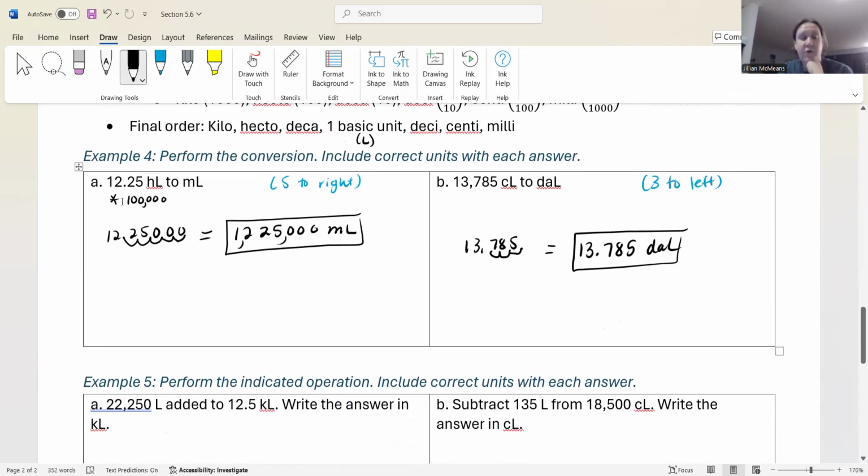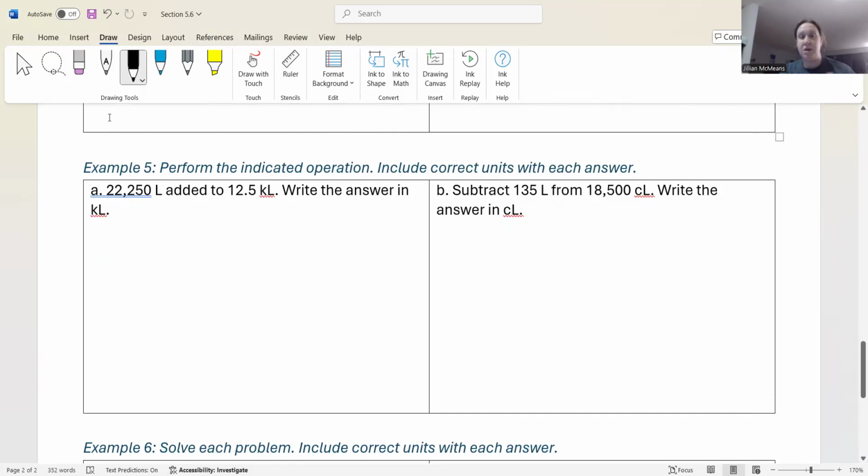All right. Now, for example 5, we have addition and we have subtraction. So we've done this in the previous two worksheets, so there shouldn't be anything super new and outrageous. For example 5, it says perform the indicated operation and include correct units with each answer. So for part A, we have 22,250 liters, and we want to add that to 12.5 kiloliters, and it says write the answer in kiloliters. So that tells me I want to take my 22,250 liters and start by converting that to kiloliters. Then I can do my addition.